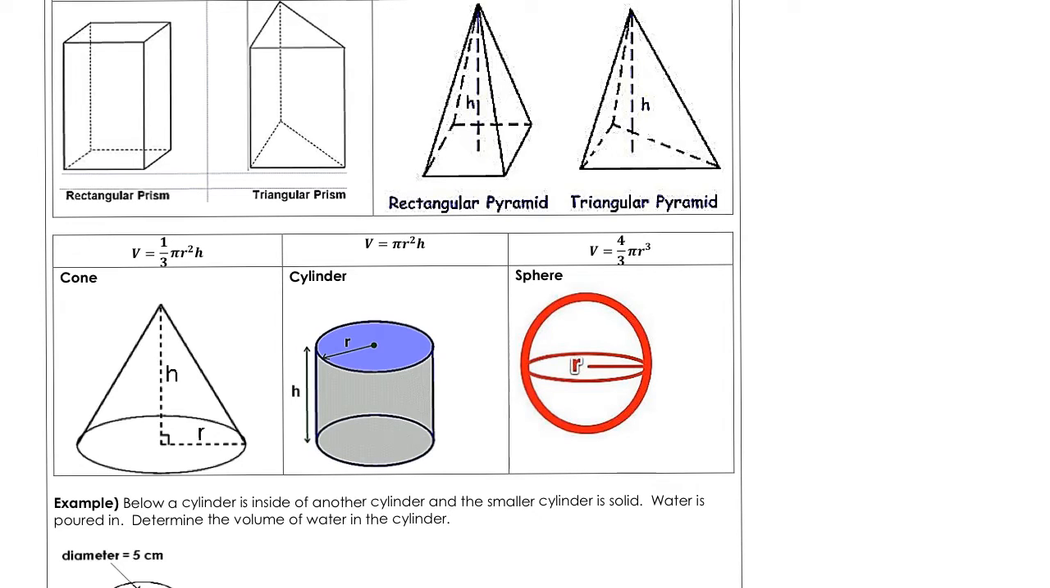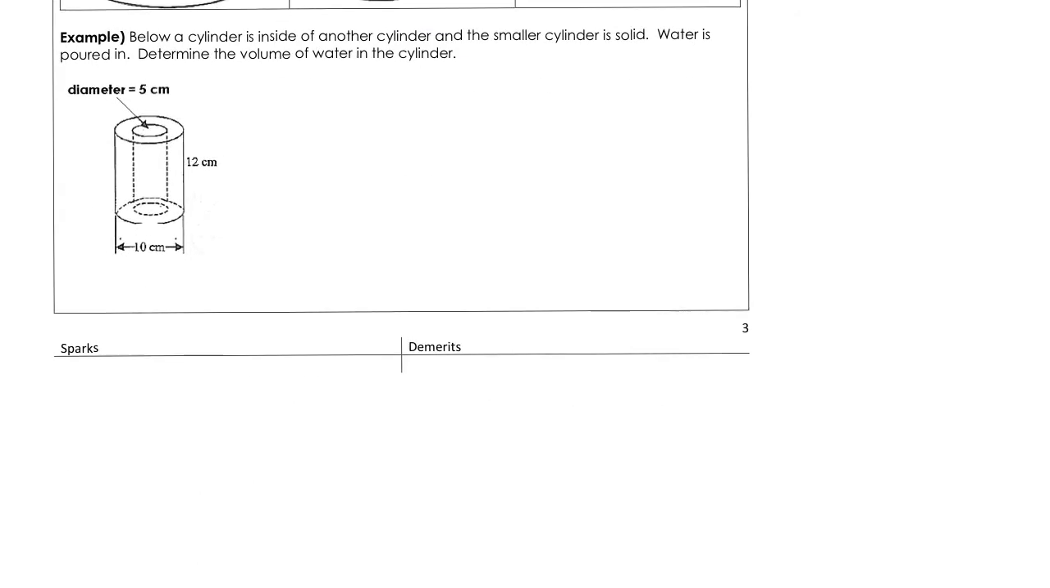So we've gone over volume of all these shapes in previous lessons. Today we're going to do complex volume, where we combine these shapes and make more complicated shapes. So let's look at this first example.